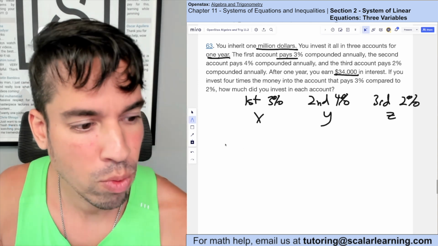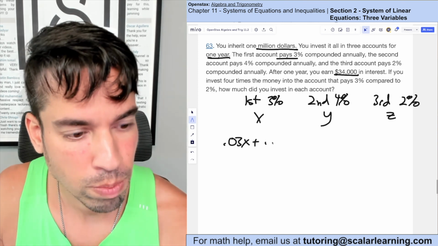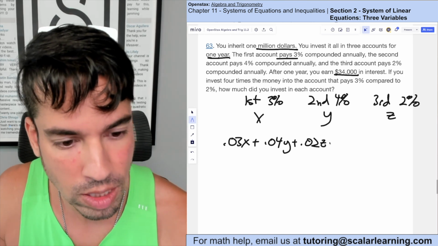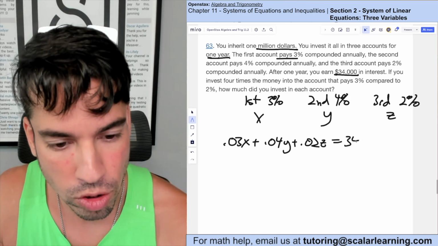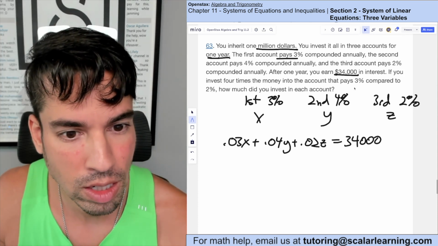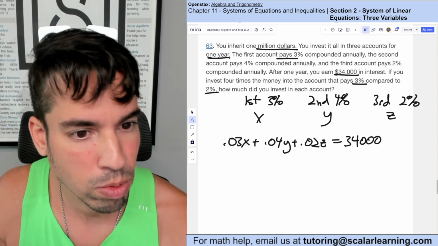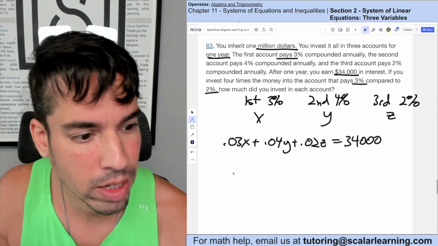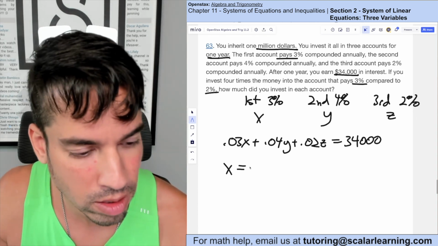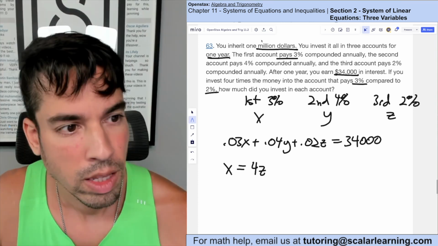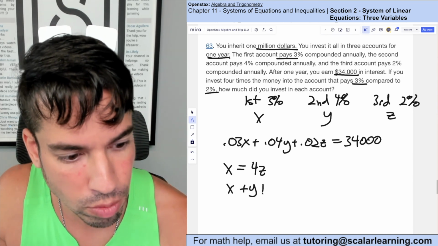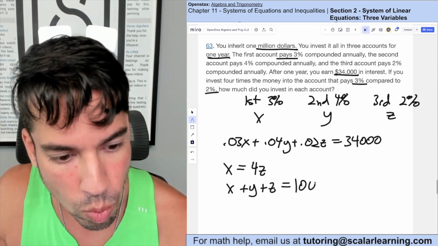So we have 0.03 times X plus 0.04 or 4% of Y plus 0.02 or 2% of Z is equal to that total amount of interest, which is 34 G's, or 34 grand. If you invest 4 times the amount of money into the account that pays 3%, compared to 2%. So what that means is the amount that we invest in X is equal to 4 times what we invest in Z. So X equals 4Z. And then we have to come back to this original statement about the million, meaning the amount we invest in all 3 together, X plus Y plus Z, is $1 million.